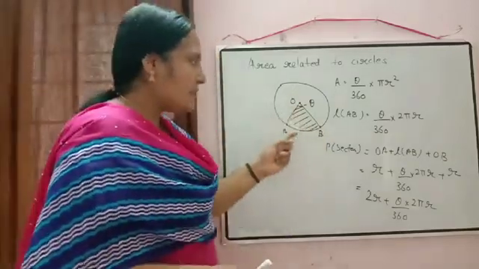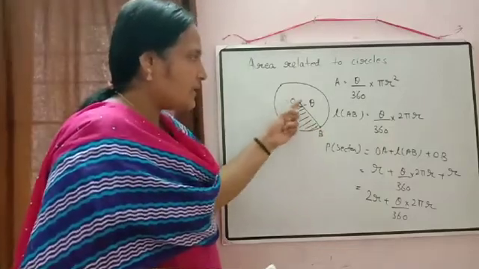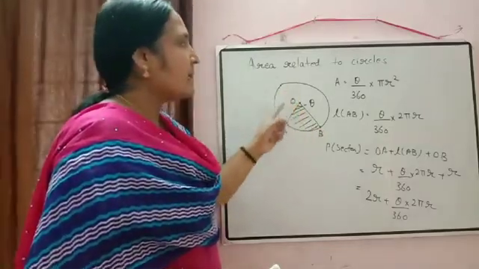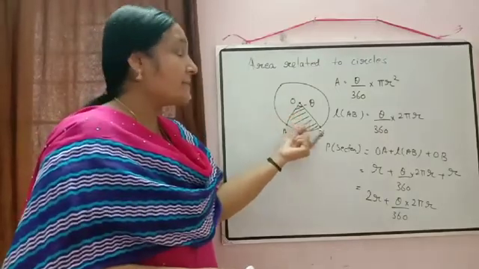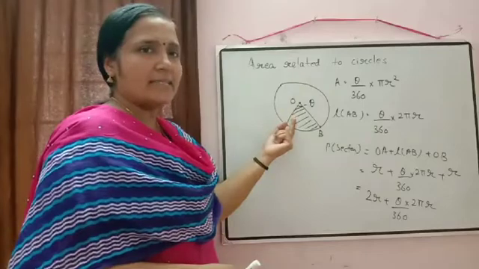So when we have joined the radii in this way, the circle is divided into two parts. Since this one is small, it is called the minor sector, and the remaining one is called the major sector.